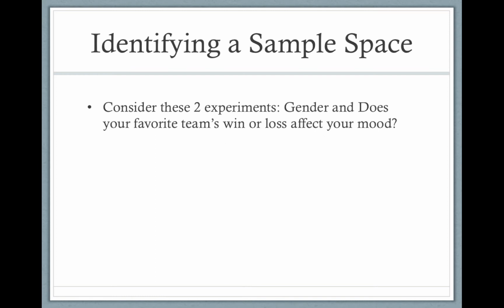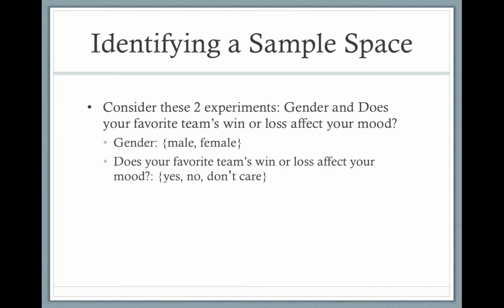All right, let's go through identifying a sample space. So let's start with the title of this slide here. What I'm asking you to do when I say identify a sample space is to list all the possible outcomes. So let's consider these two experiments. Gender and does your favorite team's win or loss affect your mood? So with gender, we have male and female. And with does your team's win or loss affect your mood, we have yes, no, and don't care.